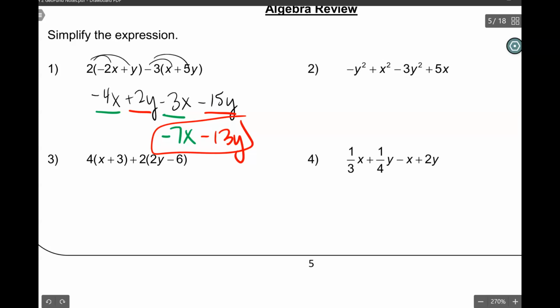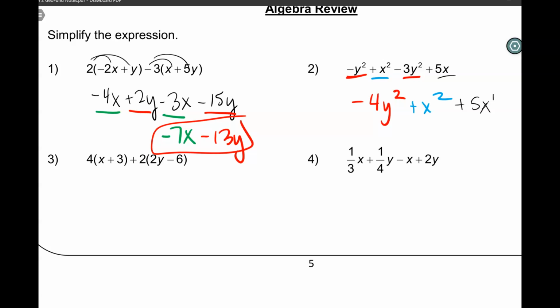All right, let's combine like terms over here. I have a y squared and a y squared, so this is negative 4y squared. I only have the x squared alone, and then I have a 5x alone. Because not only do you have to have the same variable, you have to have the same exponent as well, and this is technically 5x to the first power.